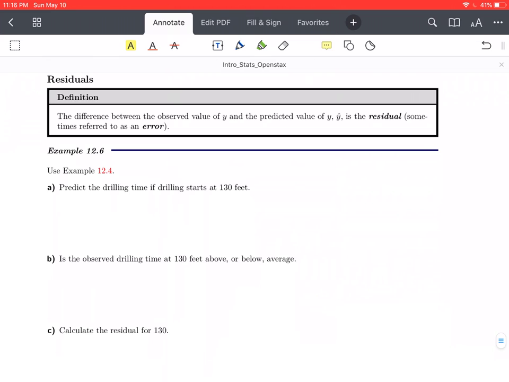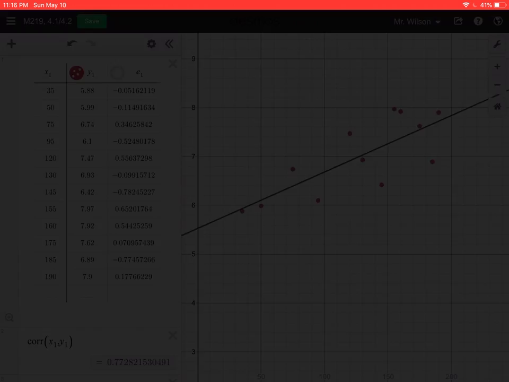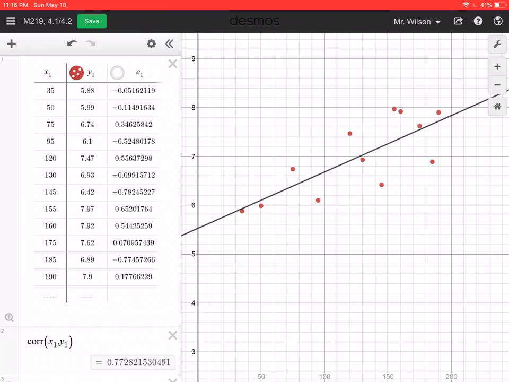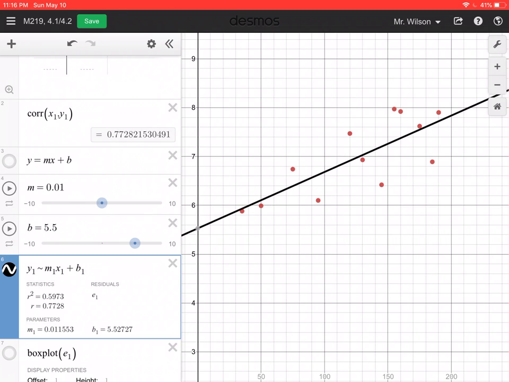Let's go back and look at Desmos. Now, ignoring the data points, here's my least squares regression line. I want to predict how long the drilling will take if I start at 130 feet deep. So let's go find 130, right in there, 130 comma 7.029.